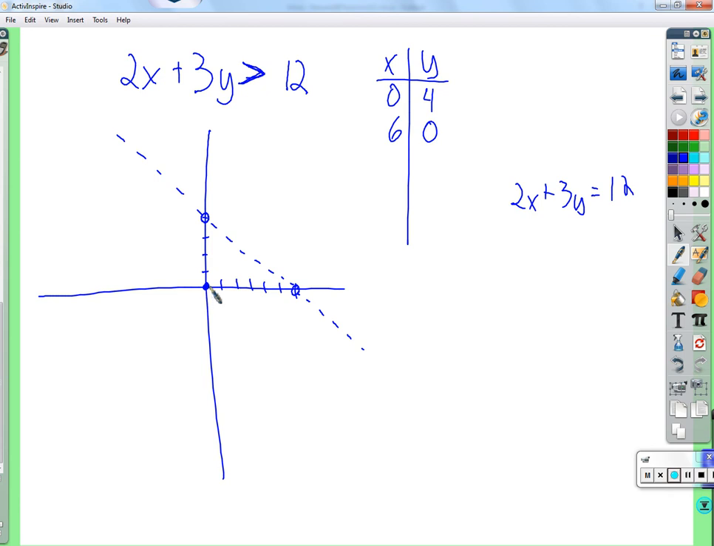What do you think about that point? Is that a good idea for a point? Well, it's a good idea. It's easy to solve for. There's only zeros. Zero plus zero is zero. Is zero greater than 12? No. So this must be the empty space, and this must be the filled in space over here.